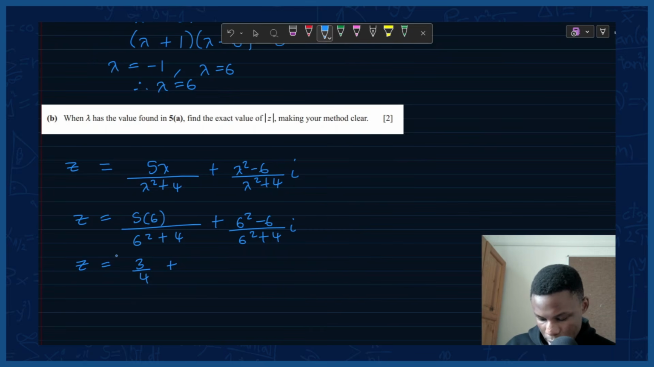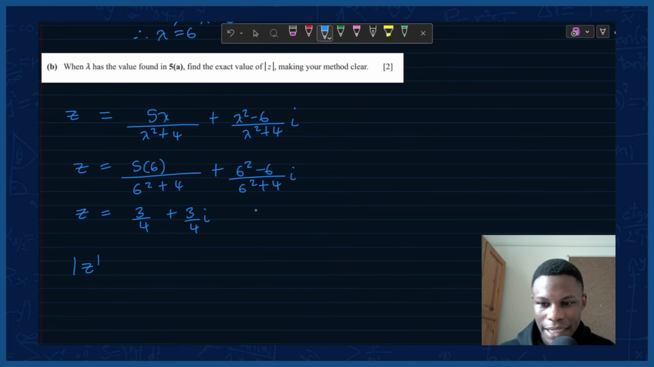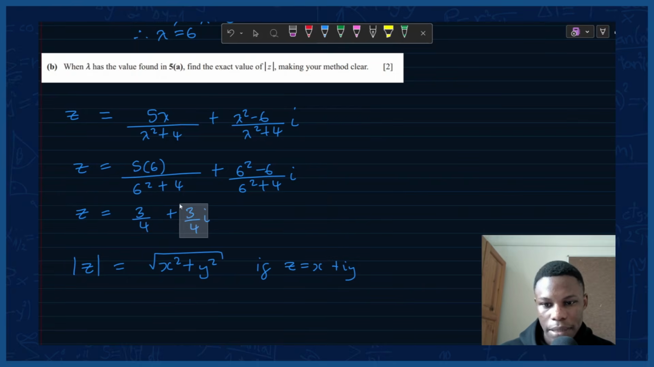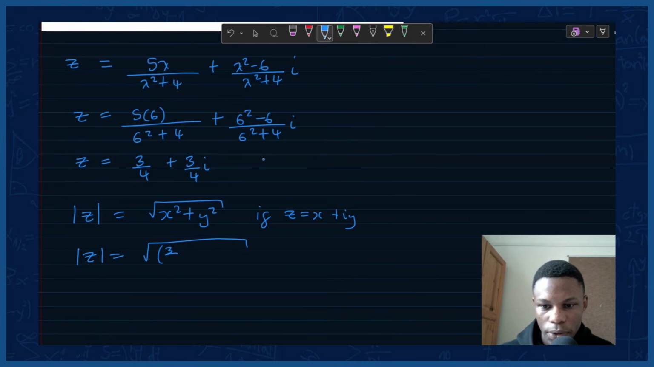So 3 over 4 plus, and now the calculation for the imaginary part. So 6 squared minus 6 over 6 squared plus 4. That's, again, 3 over 4. How creative can you be? And we need to find the modulus of this. So the modulus of z, we know is just the square root of x squared plus y squared, if we're saying z is x plus iy. Right? And we have our z in that form, x plus iy. So our modulus of z is going to be the square root of 3 over 4 squared plus 3 over 4 squared.